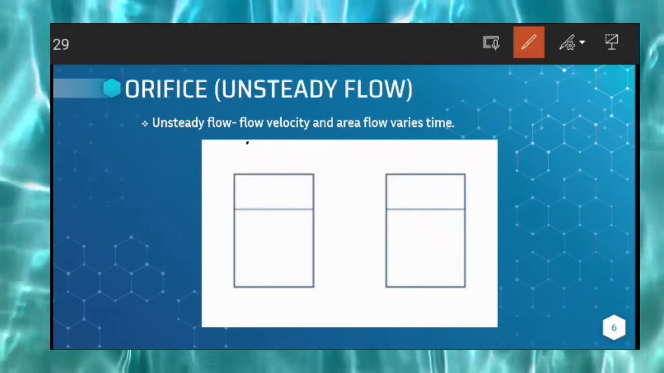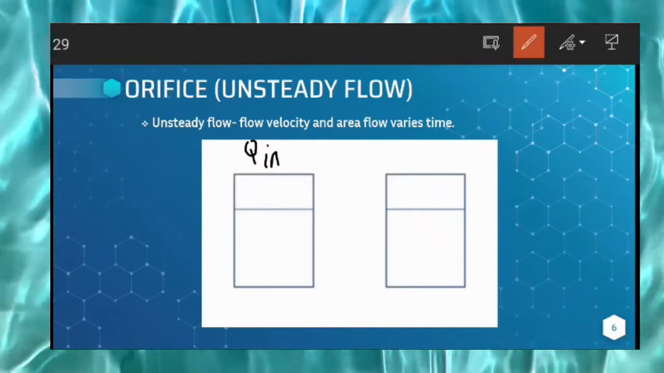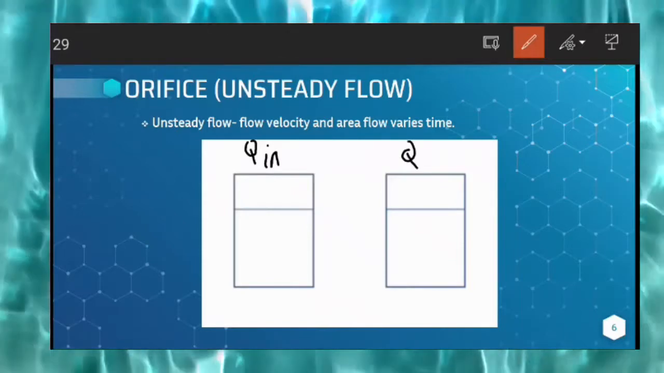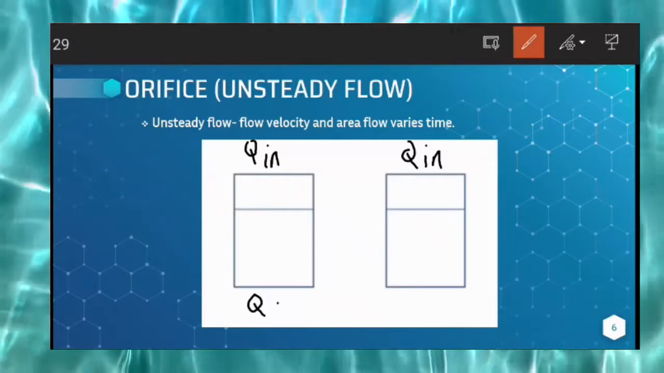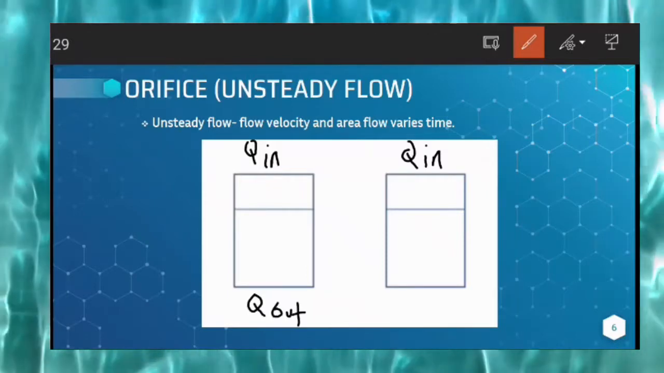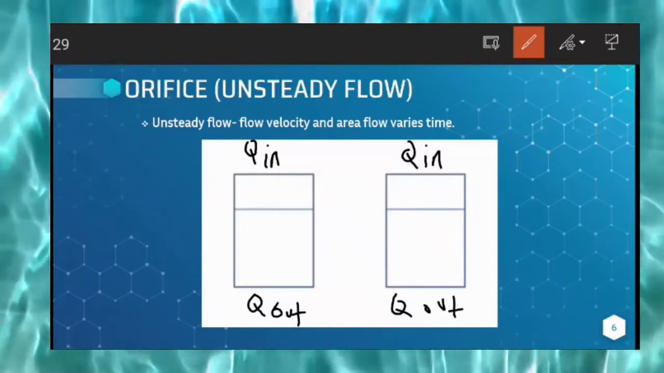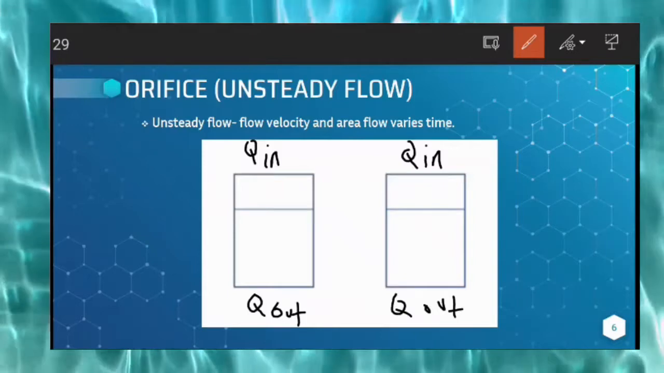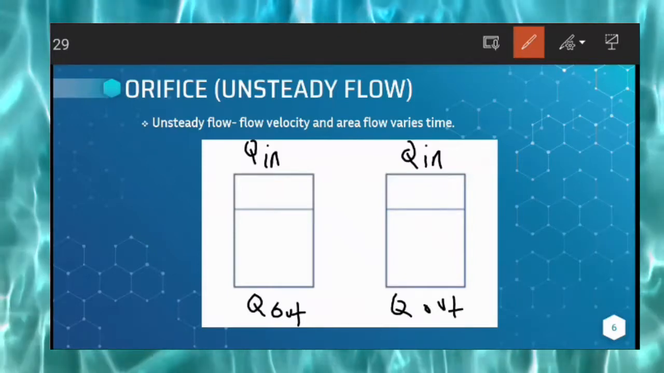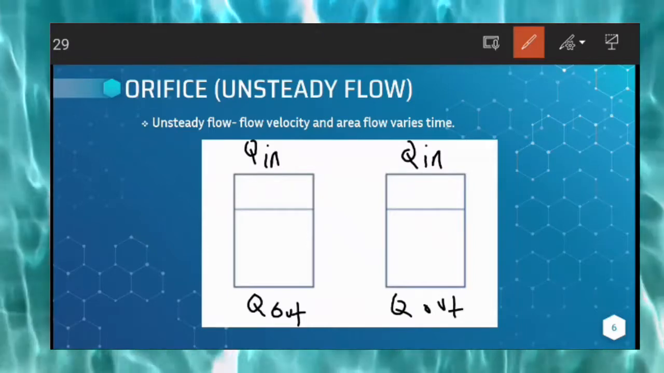Suppose we have Q in here, and we have Q in here, and we have Q out here, and we have Q out here. So in the two vessels we have Q entering and then we have Q out, or Q leaving.